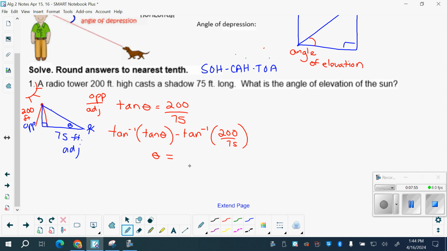I know how to do it. I want you to do it and tell me. Do that on your calculator. What do you get? Yep. And 69.4 what? Degrees. So that's your angle of elevation, 69.4 degrees. That makes sense? Okay, moving on to the next one.